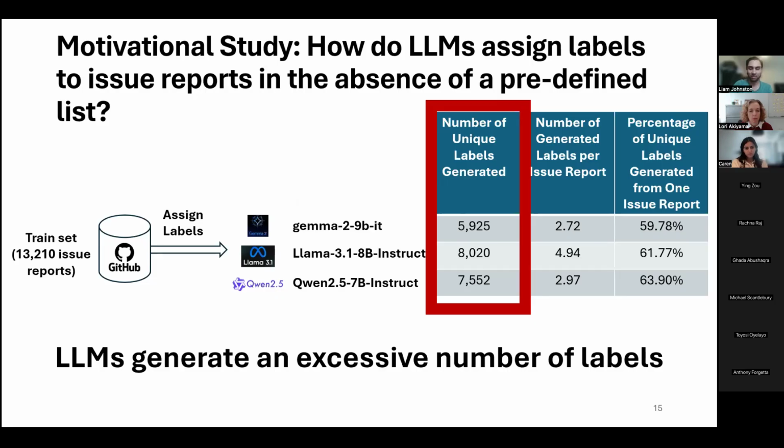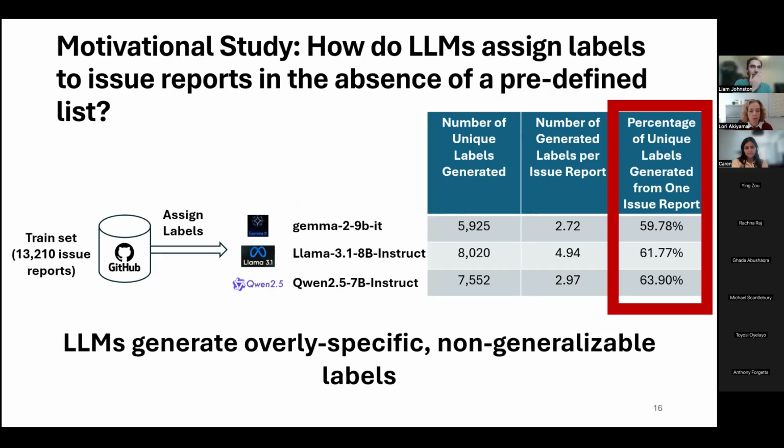That's the problem there. And then another one is the percentage of unique labels generated from only one issue report. You can see that around 60% of these labels are only generated from a single issue report. That means that they're not categorizing anything. They're overly specific. And again, the point of labeling is to categorize things. So it doesn't really make a lot of sense to have labels that are only categorizing one of 13,000 issue reports.